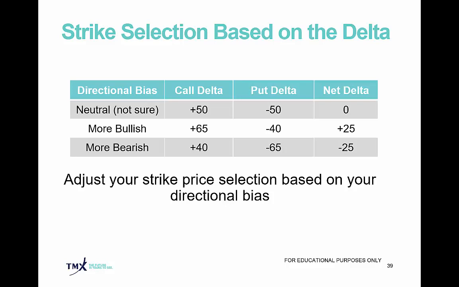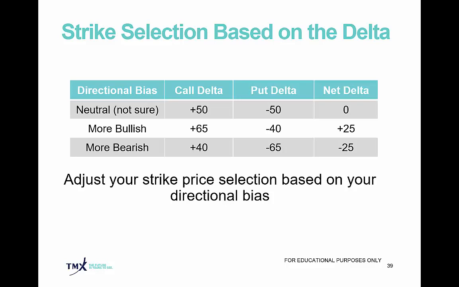So what that comes down to is you're creating a directional bias through the adjustment of your strike price selection, and you're using the other side, the other option contract, the call or the put, depending upon your directional expectation, as just a bit of a hedge, right? And you're going to adjust your strike price selection based on your directional bias.